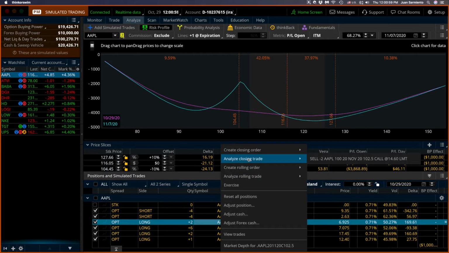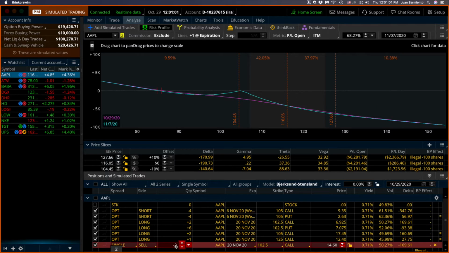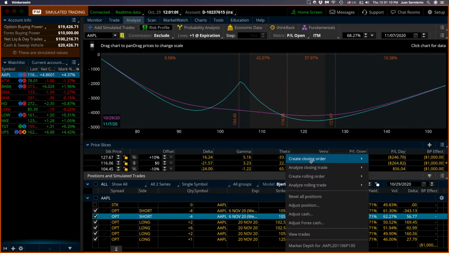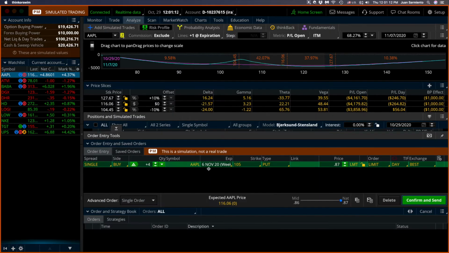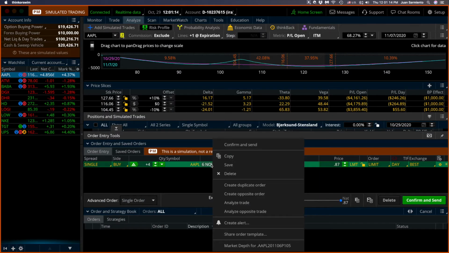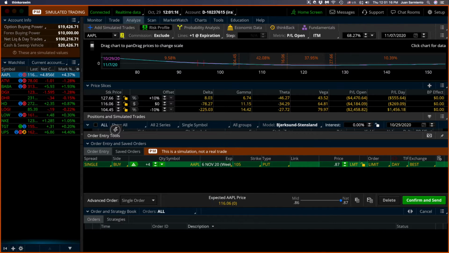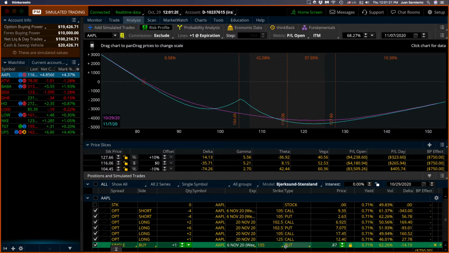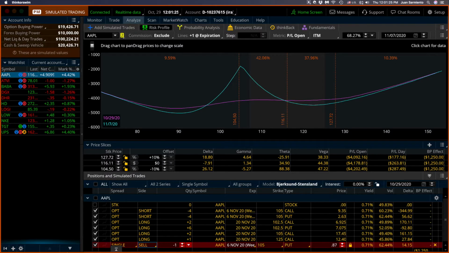So analyze closing. No, I don't want to close it. I want to actually increase the puts. Let me just delete that. I want to increase one of these 105 puts. Analyze closing, and then say analyze trade. Okay, I really only want to sell one, not buy it, but sell it. And voila, I have very close to neutrality now.